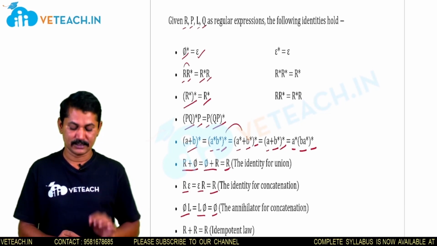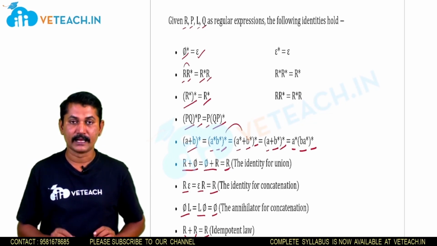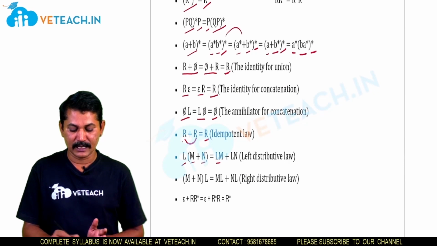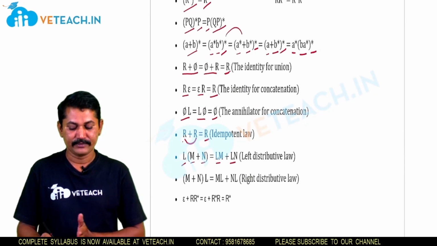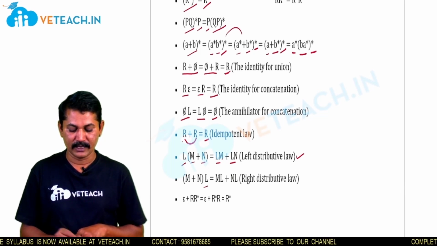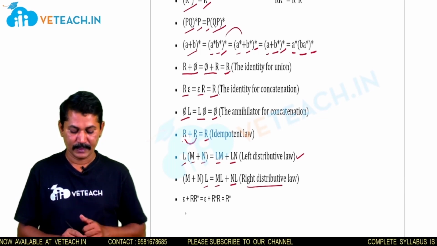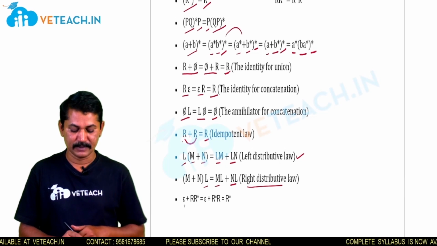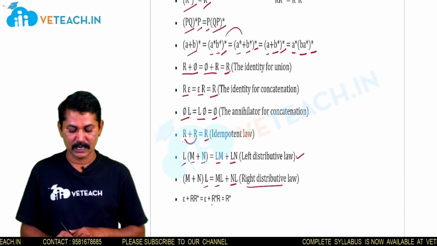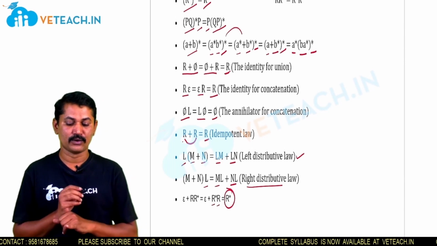That means the intersection, the combination of two regular sets, gives another regular set. Next one, L(M+N) gives LM + LN. The left distributive law is applied here. Next one is (M+N)L, that is ML + NL. The right distributive law is applied here. Next one is epsilon plus R closure R equals epsilon plus R R closure, which gives another regular expression R closure.